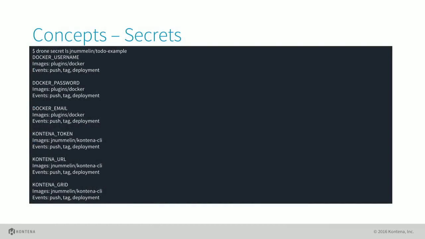So in this screenshot, I defined a couple of different secrets. So for example, for the Docker Hub, you can see that they are tagged only for the Docker plugin. So my Docker Hub credentials will be only available in the Docker plugin containers and not to any other container.